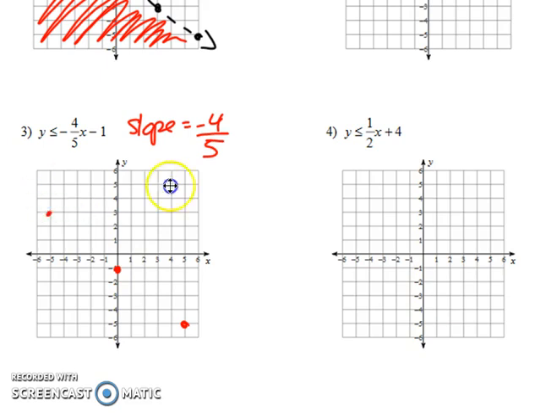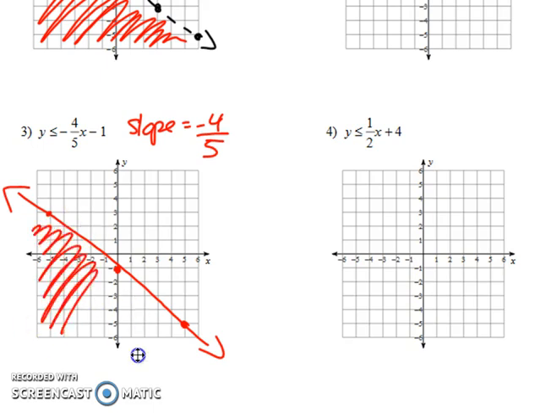So now I need to graph this line. To see if it's dashed or solid, look at this sign right here. So since it's equal to, I'm going to draw a solid line. And now I need to shade above or below. And so this sign is a less than, so I need to shade everything below. Okay? So what this solid line means is any point on this line will count. So for example, this point right here, 5, negative 5, is a solution. And anything below here.